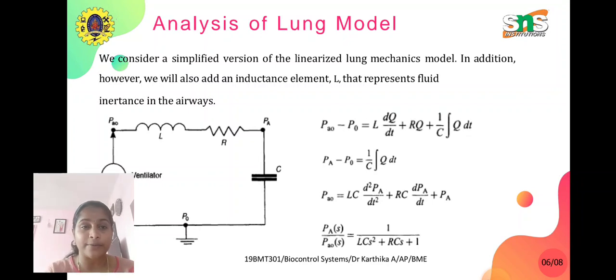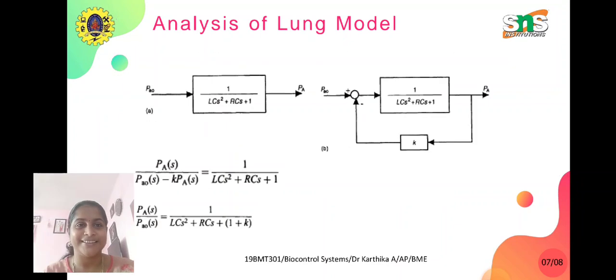Here PAO is equal to LC d²PA/dt² plus RC dPA/dt plus PA. Here our final result, PA(s)/PAO(s), is equal to 1/(LCs² plus RCs plus 1). This is a simplified model of the lung.